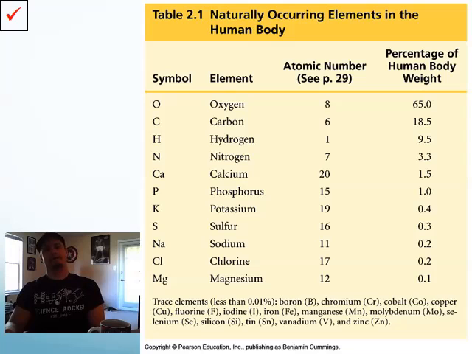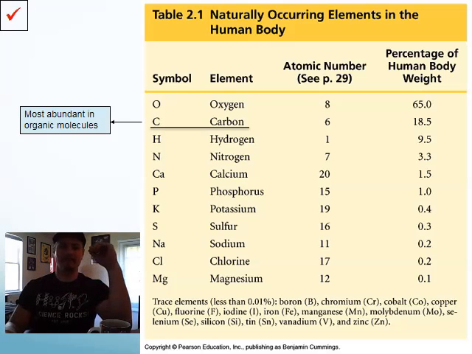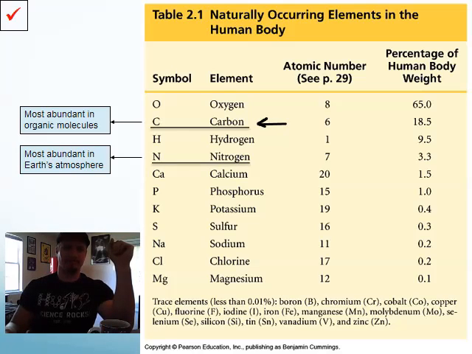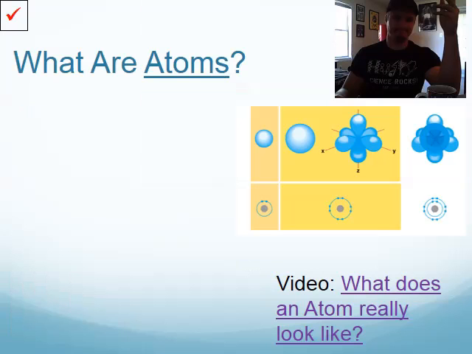So, as we can see here, the naturally occurring elements inside the human body: the most abundant is carbon, right here. Whereas the most abundant in the Earth's atmosphere would be nitrogen. That's right, oxygen is not the most abundant element inside the atmosphere.